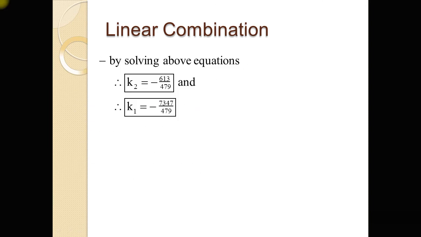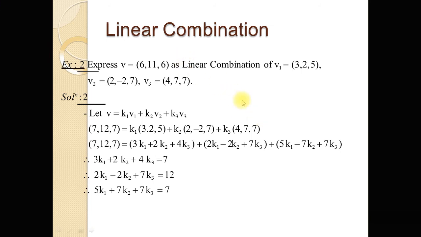Now another example. Suppose you see over here, this is another example: a vector v = (7, 12, 7) as a linear combination of three other vectors, v1 = (3, 2, 5), v2 = (2, -2, 7), and v3 = (4, 7, 7). So we are going to prove that this v is a linear combination of the other three vectors v1, v2 and v3. Simply, in the question it is given to express this vector v as a linear combination of v1, v2 and v3.